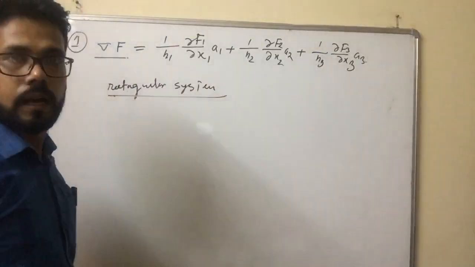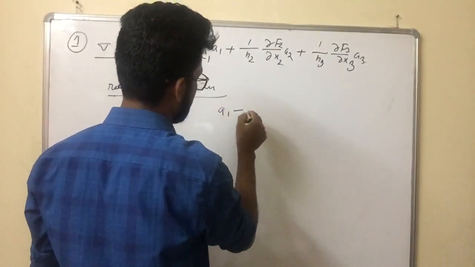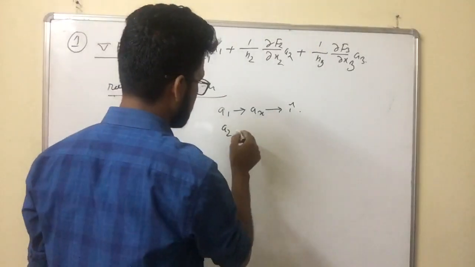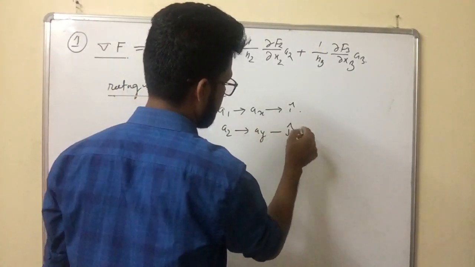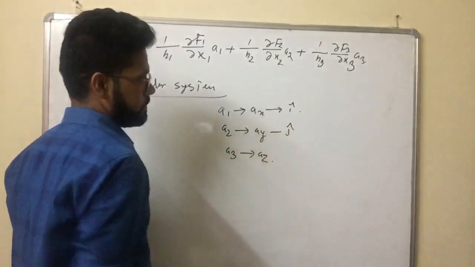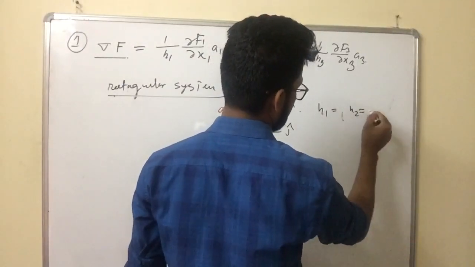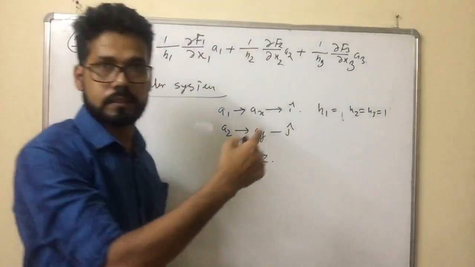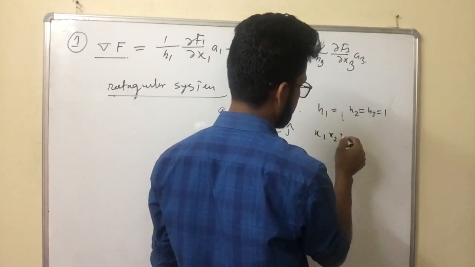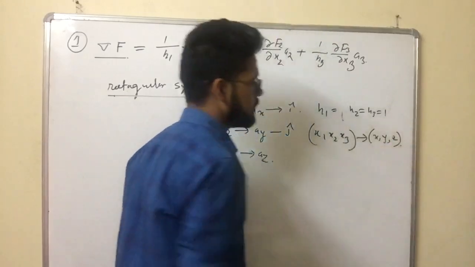Rectangular system, how can you represent? It is very easy. In the rectangular system, a1 equals ax, normally written as i cap. a2 equals ay, normally written as j cap. a3 equals az. And h1 equals 1, h2 equals 1, h3 equals 1. In the rectangular system, x1, x2, x3 are the x, y, z variables respectively.